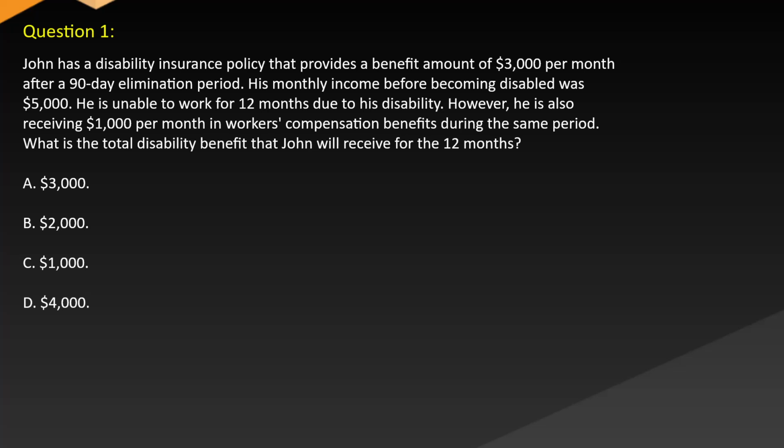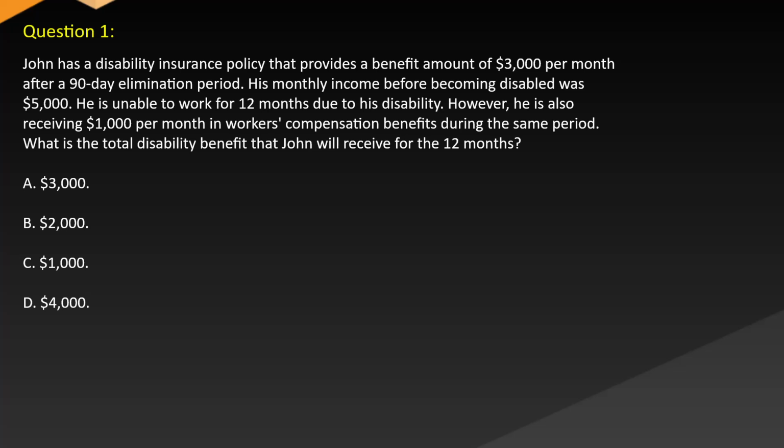Question 1. John has a disability insurance policy that provides a benefit amount of $3,000 per month after a 90-day elimination period. His monthly income before becoming disabled was $5,000. He is unable to work for 12 months due to his disability. However, he is also receiving $1,000 per month in workers' compensation benefits during the same period. What is the total disability benefit that John will receive for the 12 months?